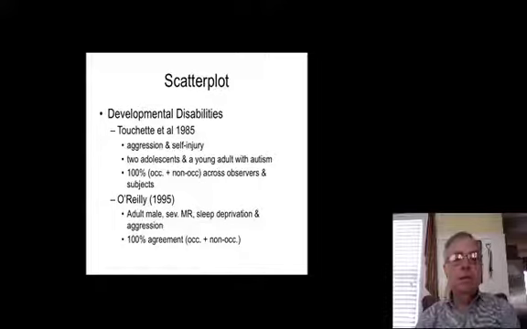Touchette looked at aggression and self-injury. There were two adolescents and a young adult with autism, and they did both occurrence and non-occurrence across observers, and subjects got 100% inter-observer reliability. O'Reilly, 1995, replicated the Touchette study with adult males with severe mental retardation, sleep deprivation, and aggression. Again, they got 100% inter-observer reliability on their data as well. Again, I think the scatter plot is a great way to take data, and I think the contribution of Touchette and McDonald and their colleagues was something that was really remarkable.